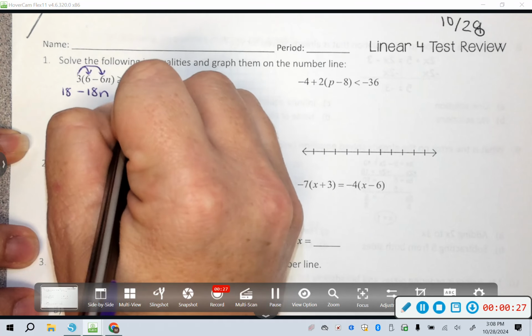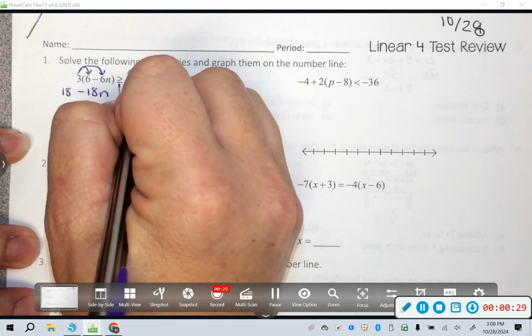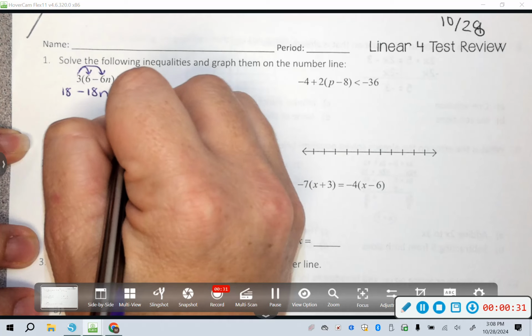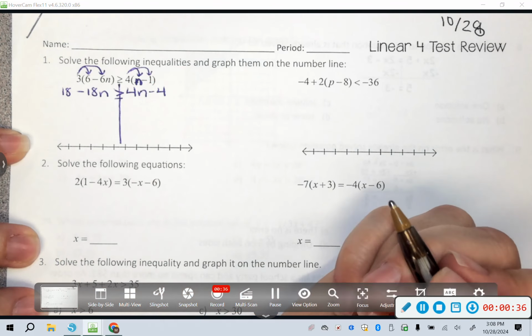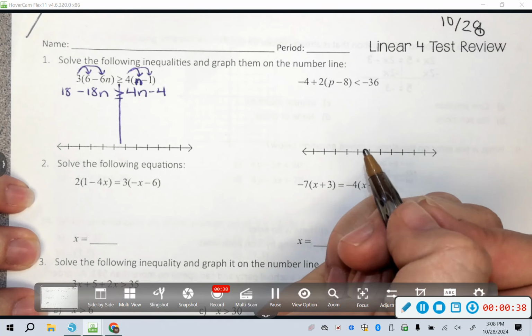Remember, I told y'all this should be an n. That was my fault. 4 times n, bring down my symbol, is 4n. 4 times negative 1 is negative 4. So there's my first step. Second step is to combine.